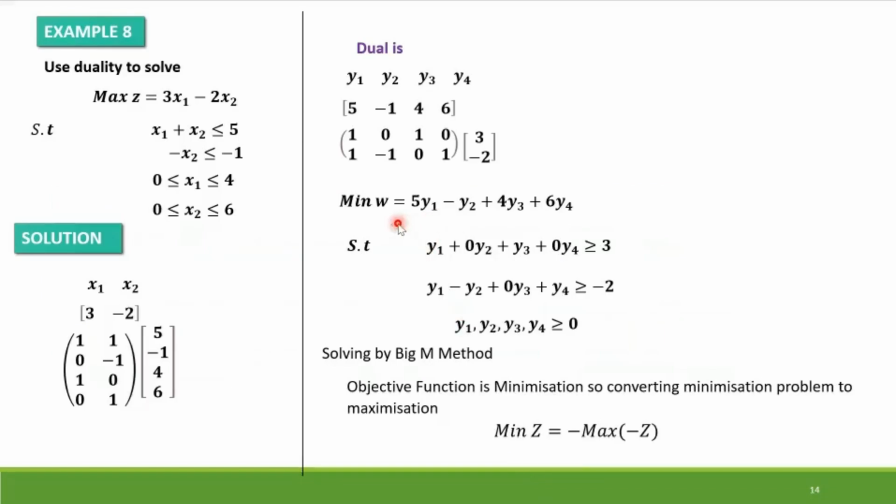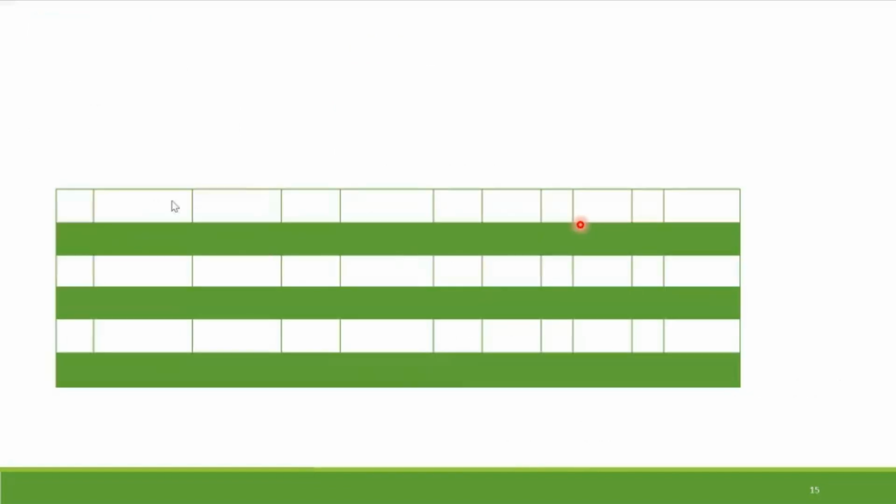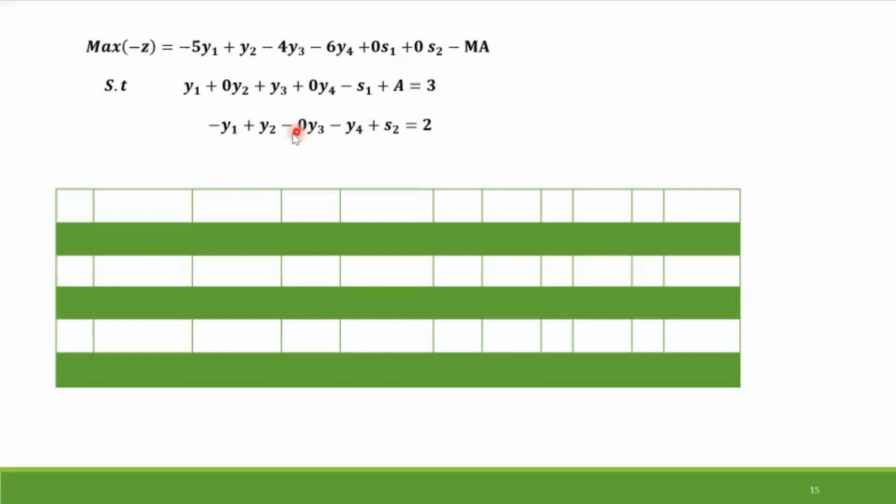The objective function was minimization. So again convert the problem to maximization by changing the signs. So minus this one, first one. After changing the inequality, we are adding a slack variable, and all the variables are greater than or equal to 0. Whenever you have a greater than or equal to constraint, it has to be solved by the big M method only. When you have all less than or equal to constraints, then we can use the simplex method.